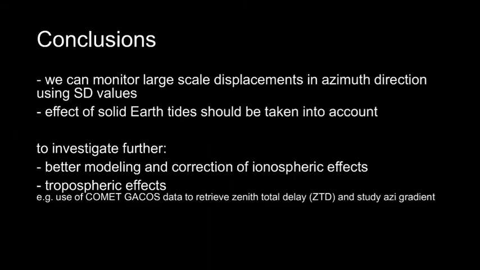As conclusions, we can monitor large-scale displacements in azimuth direction using spectral diversity values. The effect of solid earth tides should be taken into account. It's necessary to investigate further a better modeling and correction of ionospheric effects and study the tropospheric effects, which can be significant in the case of large seasonal changes, as for example monsoons.